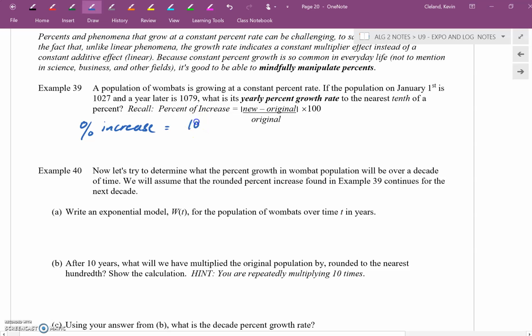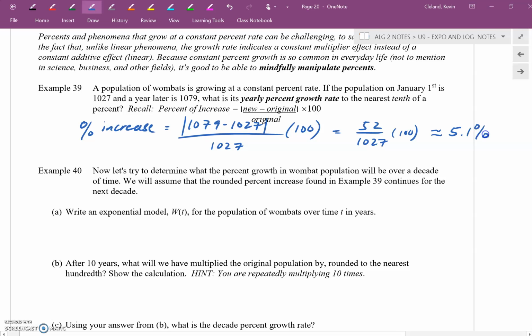a percent increase would be 1079 minus 1027. Those absolute value bars are to just ignore the sign in the event that the new is smaller than the old, but in that case, it would be a percent decrease. That's a little strange. Think about it. Yeah, have to think about that. Anyways, I'm getting about a 5.1% increase.